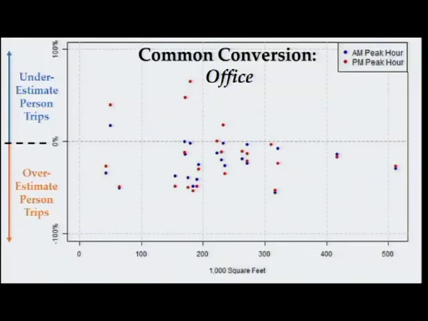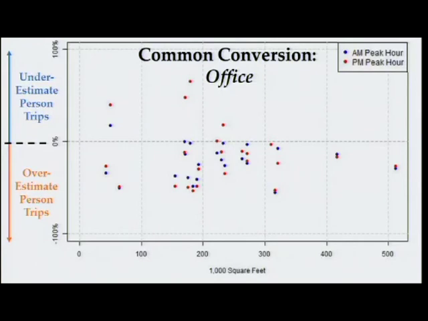What we're seeing is that this adjustment often underestimates the total amount of person trips. Now, office, I think, is interesting because it's the one example that I could find where it slightly overestimates person trips, which means that ITE may be representing what you would expect to see, the adjustment to ITE, what would you expect to see in urban areas.